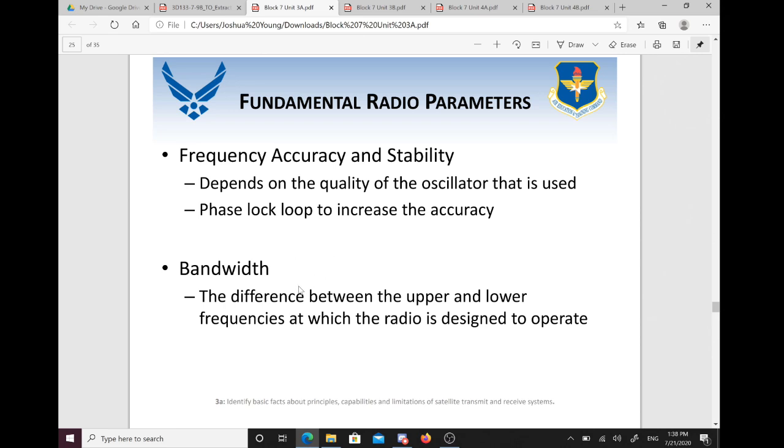Your bandwidth is the difference between your upper and lower frequencies at which the radio is designed to operate. To note, we should have already discussed in an objective in this block where bandwidth can be considered a couple of things. In the general multiplexing terms objective, I believe, it was taught that it's considered either a fixed rate or a range of frequency. You all remember that? Yes, sir.